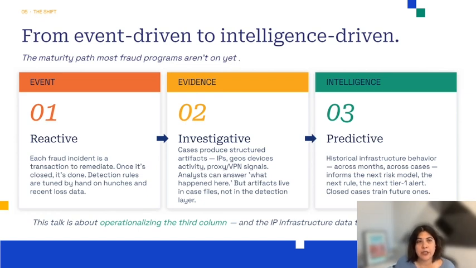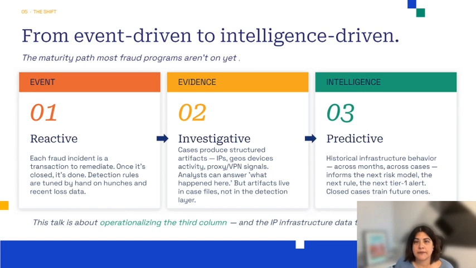So let's look at this from event-driven and moving to intelligence-driven. Most fraud programs are stuck in columns 1 or 2, and they usually don't even realize it. Reactive is where most teams live. Close the case, move on, rules get tuned by hand when something breaks. Then there's investigative. It's progress. Cases produce real artifacts, but the intelligence stays in the case file. It never makes it back into the detection piece.